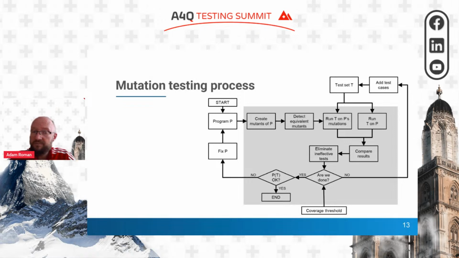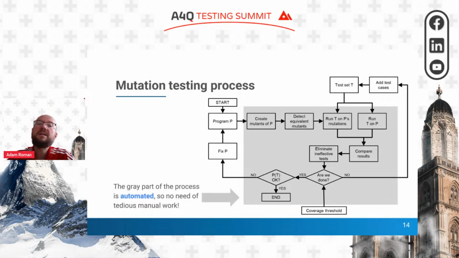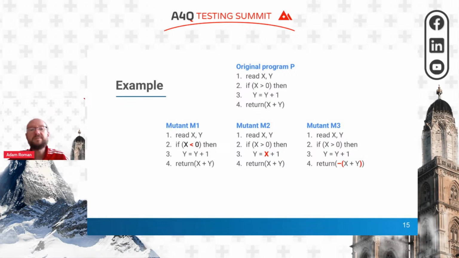The nice thing about mutation testing is that this whole gray area contains activities that are done automatically by the mutation testing framework, so we don't do any manual work here. The only manual work is to create test cases, but we need to do this anyway, so that's not a problem, and to add new test cases if no test kills a given mutant. This whole process is fully automated, which is a very nice thing about this approach. Here we have a simple example.